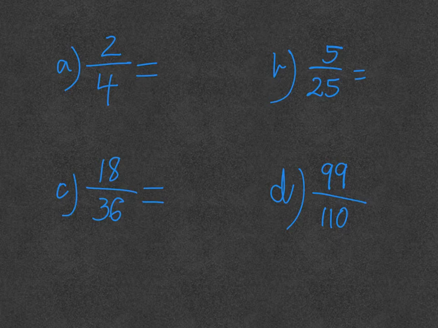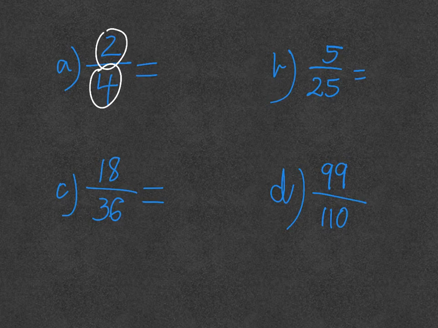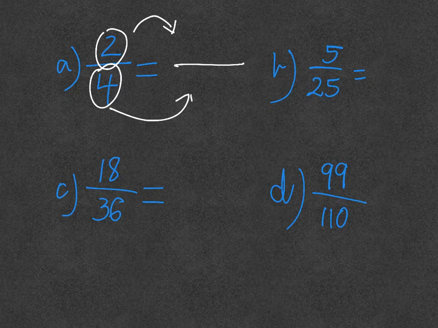Let's look at A. Now, we say 2 over 4 or 2 fourths, or 2 quarters. What we need to do is look at these two numbers, the 2 and the 4, the numerator and the denominator. We need to do something to both of them. We need to divide them by the same number. So this is where your knowledge of multiplication really comes in, and we need to be looking at the multiples.